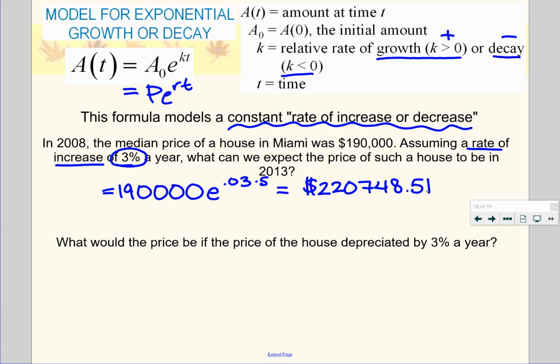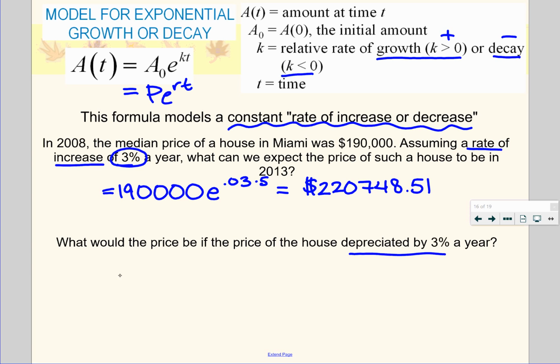Second part of this problem, we're going to be doing the same thing, but now we're going to be depreciating or decreasing by 3% a year. So this time, we should expect a number smaller than 190,000 if the price of the home is going down. What's going to change in my formula? How's it going to be different, Steven?